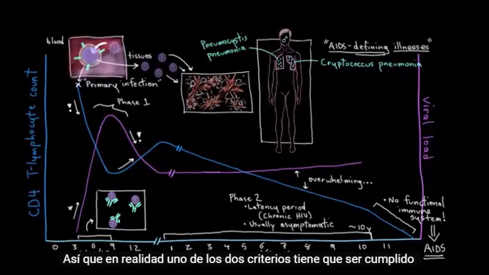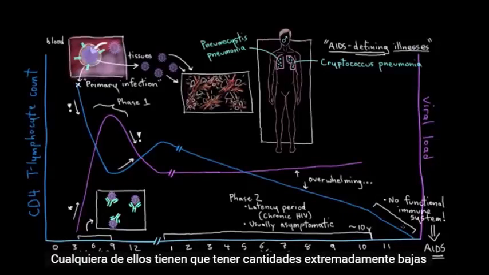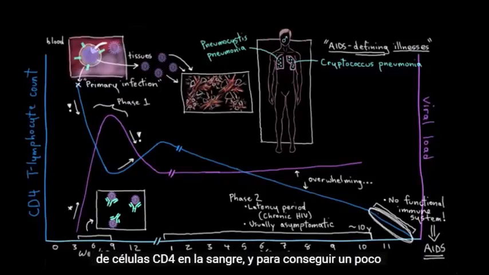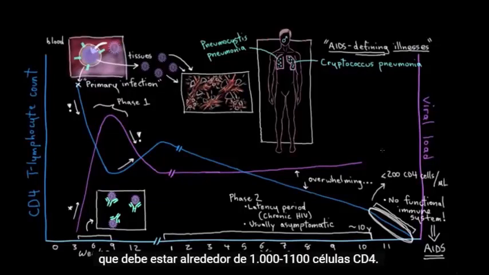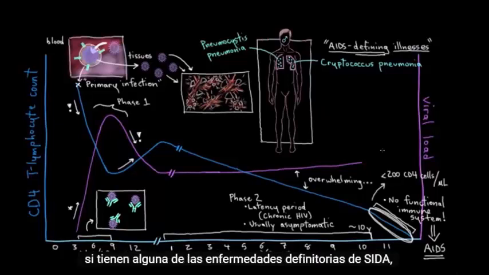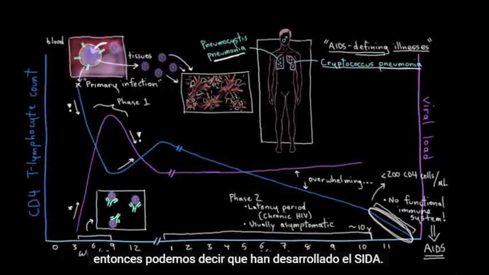So actually one of two criteria have to be met before we can say someone has AIDS. Either they have to have extremely low amounts of CD4 cells in their blood, and to get a little bit technical here, it's if they have less than 200 CD4 cells per microliter of blood. The normal CD4 count in this amount of blood should be around 1,000 to 1,100 CD4 cells. Or, regardless of CD4 count, if they have any of the AIDS-defining illnesses, like either of these, for example, then we can say that they have developed AIDS.